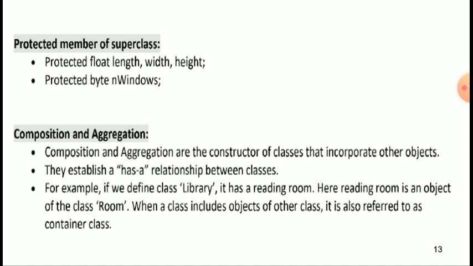Next is composition and aggregation. Composition and aggregation are where the constructor of a class incorporates other objects. They establish a has-a relationship between classes. For example, if we define class Library, it has a reading room. Here, reading room is an object of the Room class. When a class includes an object of another class, it is also referred to as a container class.